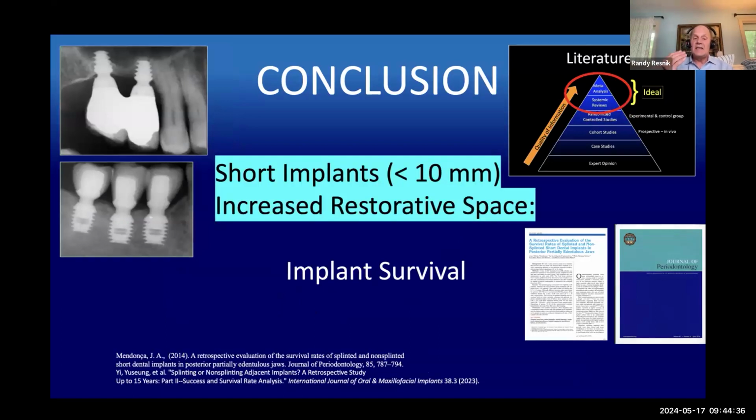This study is a good study from the J Perio Journal, a meta-analysis and systematic review that looked at shorter implants, implants compromised in surface area, and situations with increased restorative area. They looked at implant survival. What they found is that splinting in these situations does prevent implant failure. So in this situation, it is better to splint than not to splint.